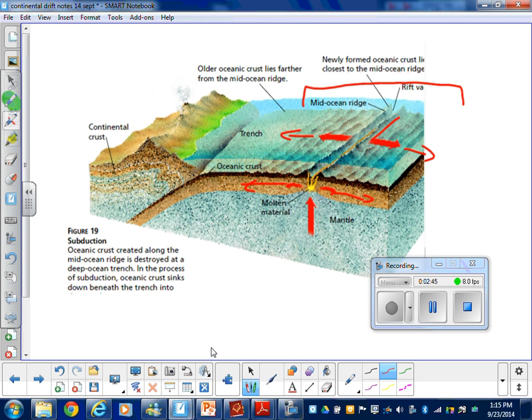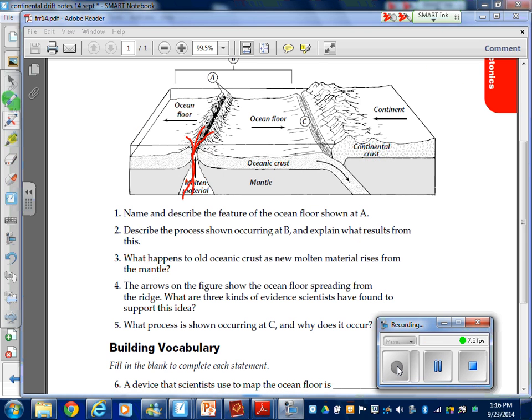What happens to the old oceanic crust as the new material comes up? So as new material comes up here, what happens to the older crust? Before it gets destroyed, what happens to it first? So as the new material rises, the old oceanic crust is pushed to either side, and then the arrows on the ocean floor show the spreading of the ridge.